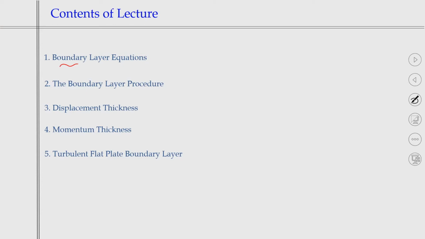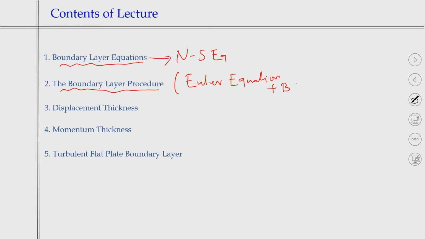So, today I talk about boundary layer equations, which are approximations of the basic Navier-Stokes equations. Okay. That is what we will derive today, with figures, with sketches, with the approximations. Then I will talk about how boundary layer problems are solved with a combination of Euler equations and boundary layer equations, and how we can solve the problems.